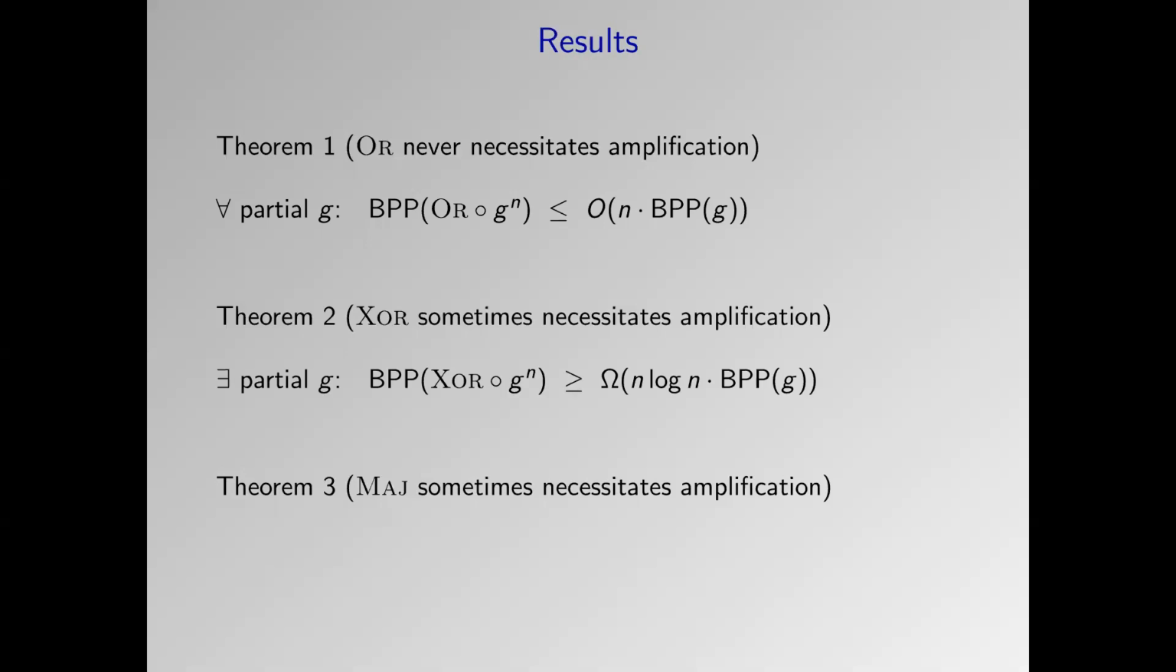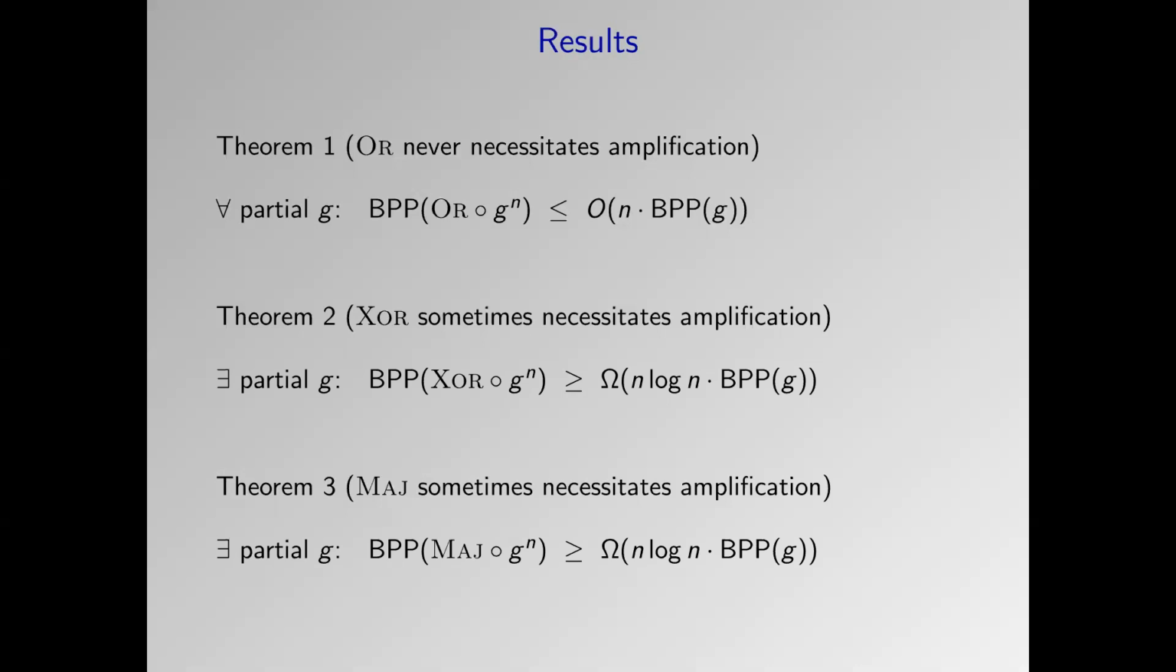Theorem 2 shows that at least there exists a partial function g, such that composing with XOR requires the log factor. The specific g we consider here is what we call gap majority, which outputs 1 if 2/3 of the input bits are 1, and outputs 0 if 1/3 of the input bits are 1. And theorem 3 is a similar result, but for majority instead of XOR. However, the proof is considerably more involved.